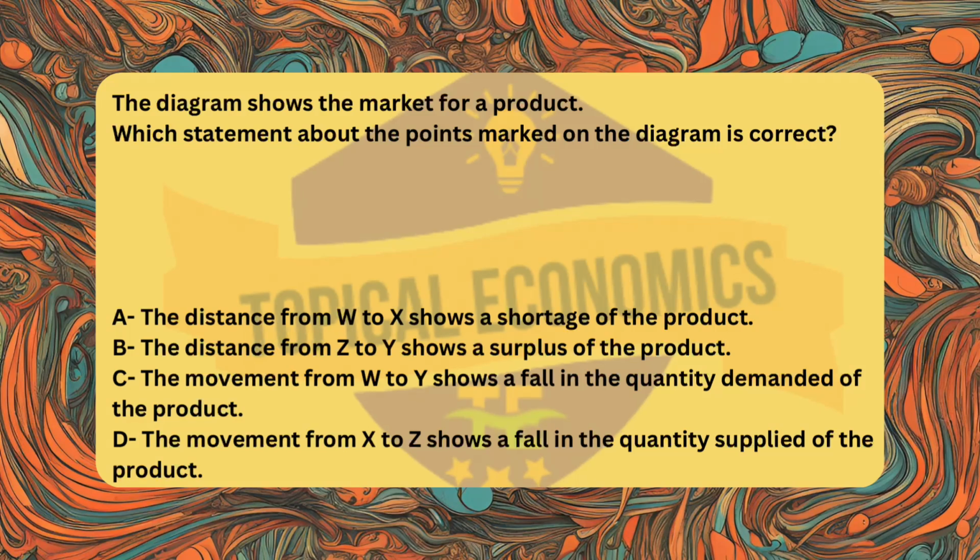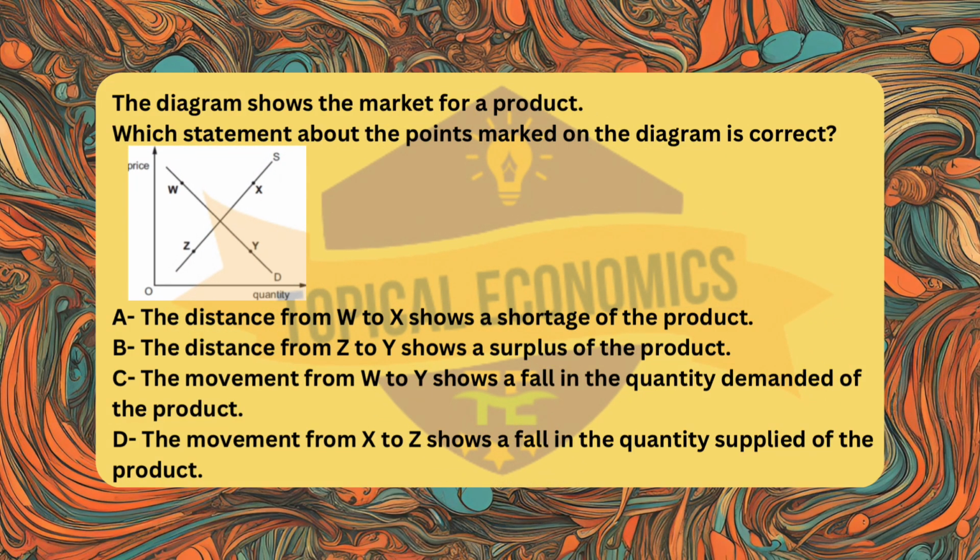Moving to question 10. The diagram shows the market for a product. Which statement about the points marked on the diagram is correct? This question is from year 2017 May-June version 1. The correct answer for this question is option D. The movement from X to Z shows a fall in the quantity supplied of the product. A movement along the supply curve happens when there is a change in the price of the good, causing a change in the quantity supplied. A leftward movement occurs when the price decreases, leading to a decrease in quantity supplied, and a rightward movement occurs when the price increases, leading to an increase in quantity supplied.